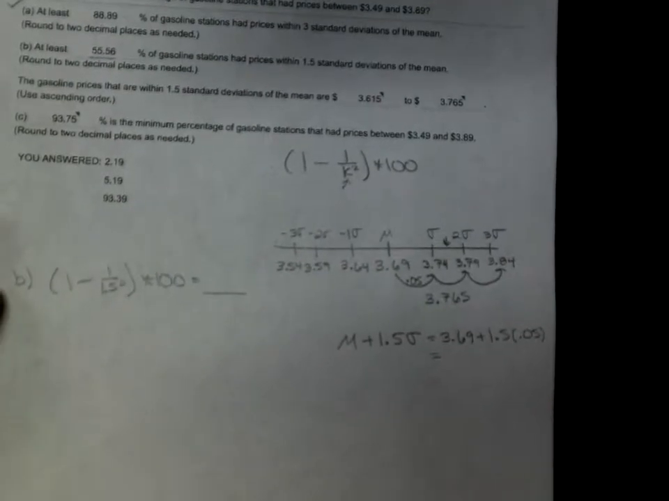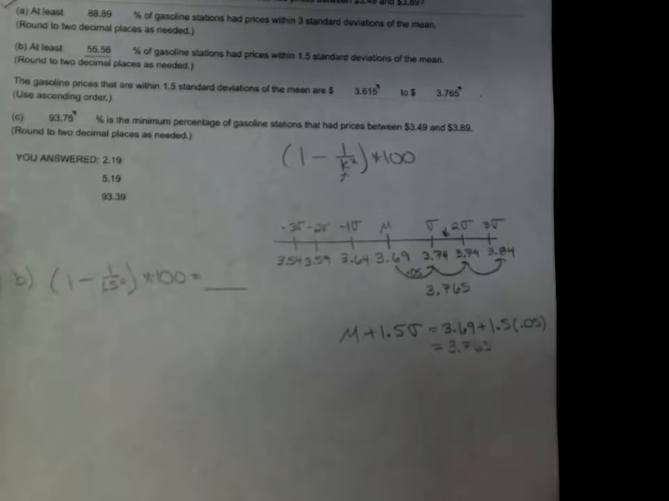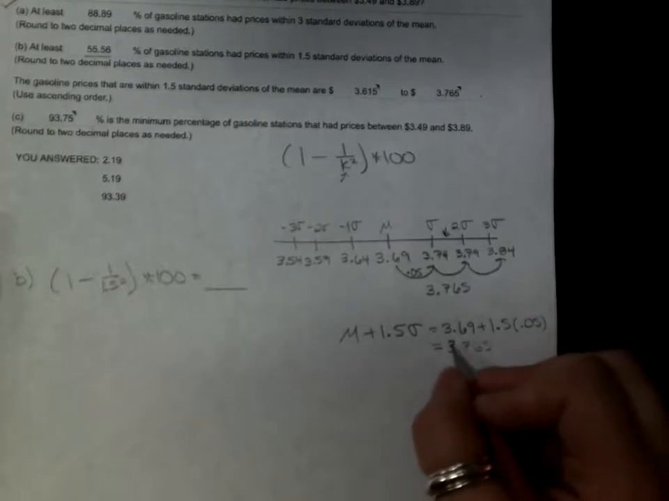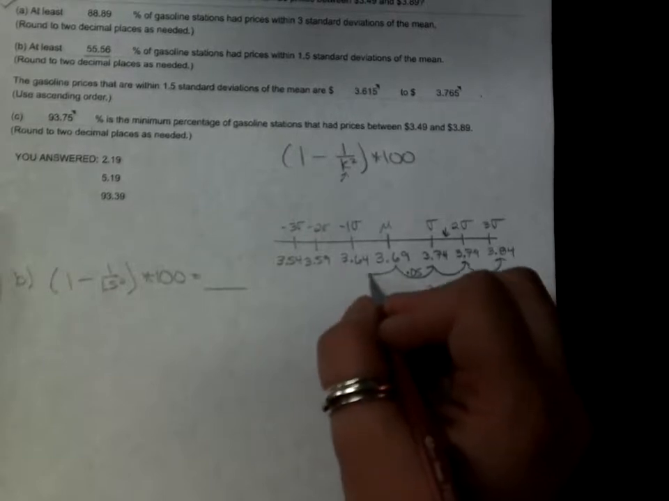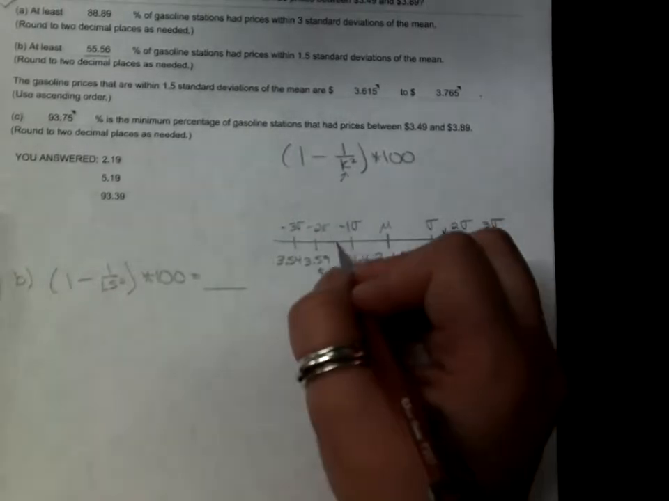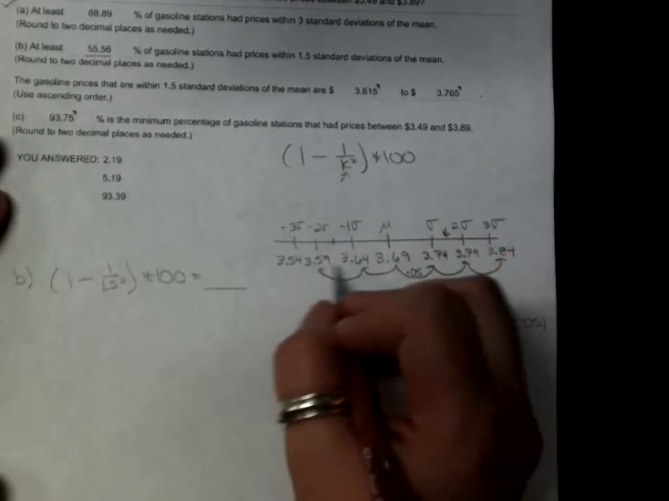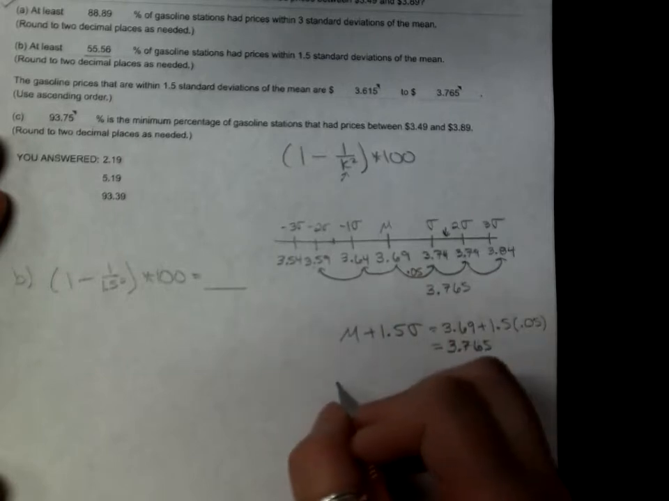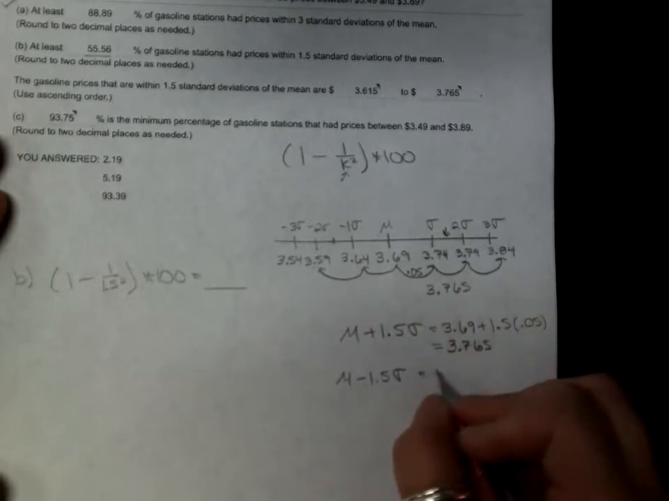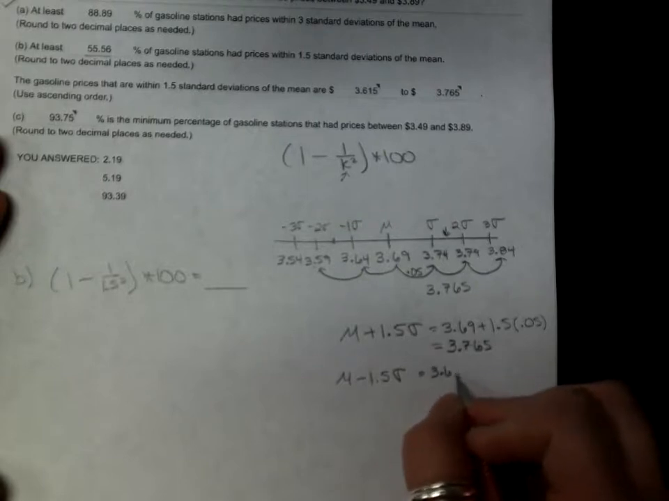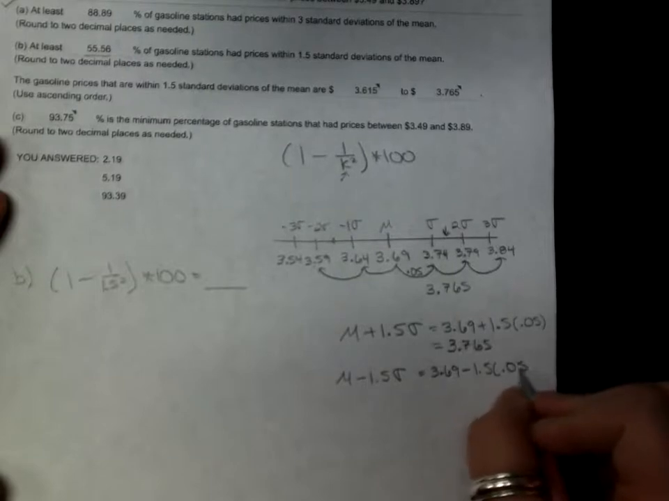I think that's how they got 3.765. So it's halfway between 1 and 2 standard deviations above the mean. You can do the same thing in the other direction. Halfway between -1 and -2 standard deviations would be halfway between these two values. So you can do the mean minus 1.5 standard deviations, which would be 3.69 minus 1.5 times the standard deviation.